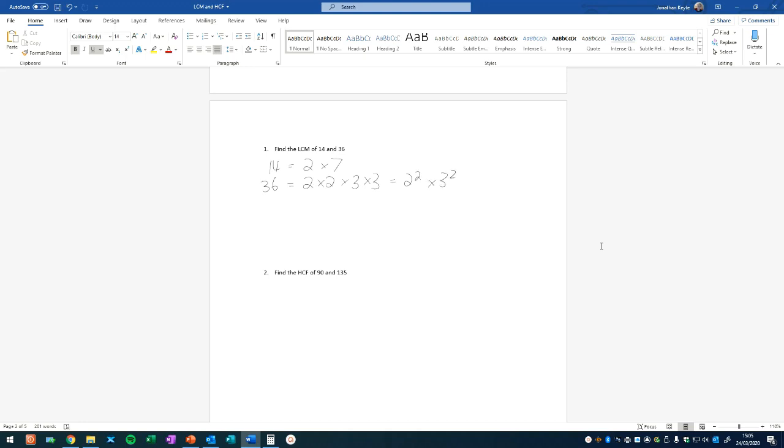So if we want to find the LCM, we want to take all the numbers in both and then take them to the highest power. So we have 2s, 3s, and 7. So it's going to be 2 times 3 times 7 for the LCM. But then we take it to the highest power. So 36 has 2 squared, so we use the higher power. It also has 3 squared, so we use the higher power. And so you get 2 squared times 3 squared times 7. So that LCM equals 252. That is the lowest multiple that 14 and 36 have in common.